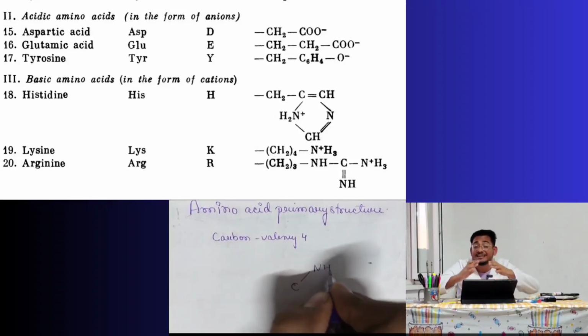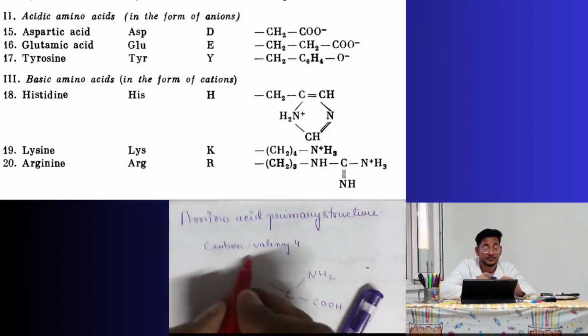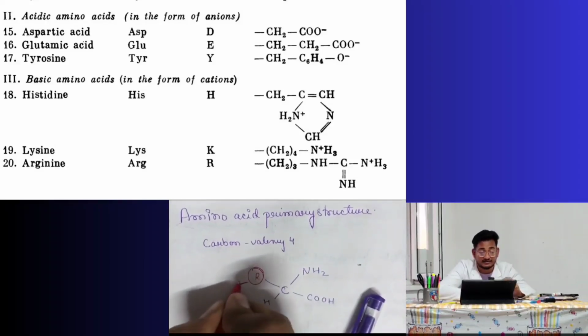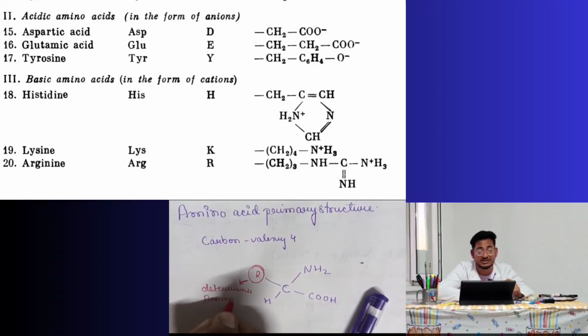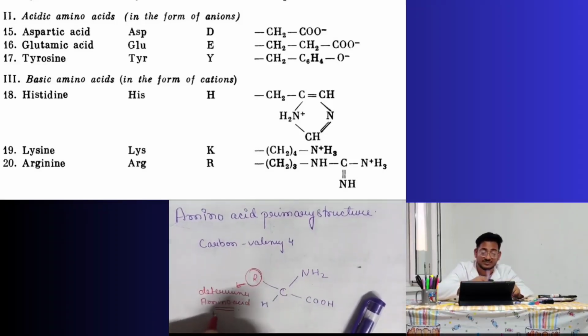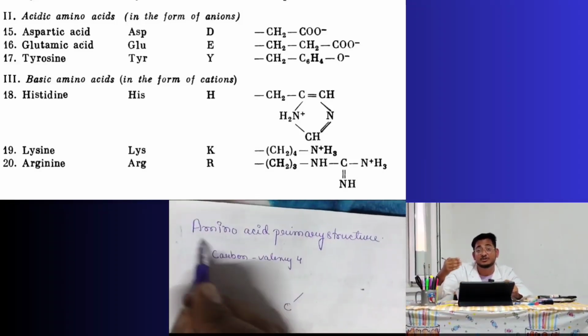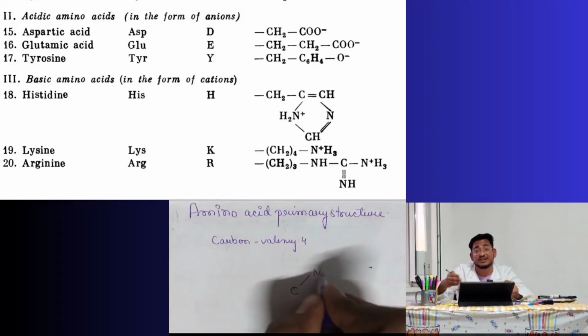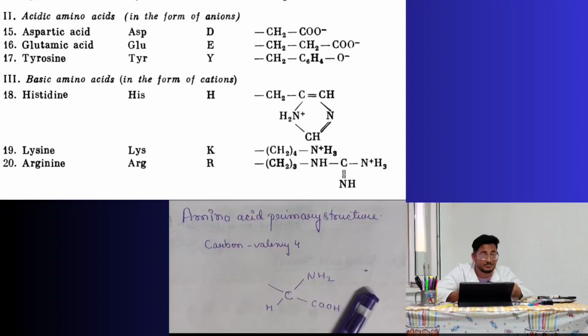I will provide each and every structure in the notes so you can refer to them. The basic amino acids lysine and arginine are symbolized as LYS and ARG, and here also the R group is different. So these R groups are the only thing that makes one amino acid different from another. So here is the complete description of the amino acids.